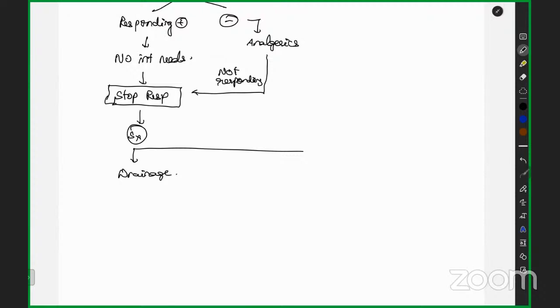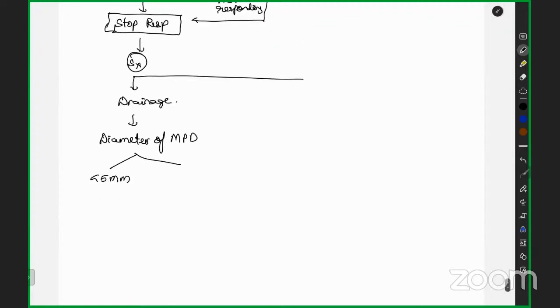So you're going to check the diameter of the main pancreatic duct. If the diameter of the main pancreatic duct is less than 5 millimeter, you go for ERCP plus sphincterectomy. If it is more than 5 millimeter, what will be your treatment of choice?